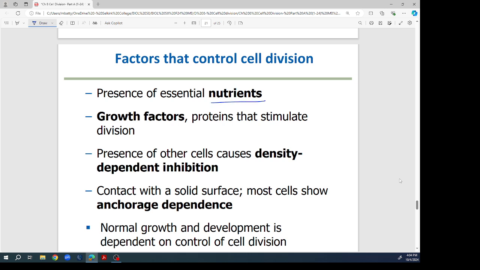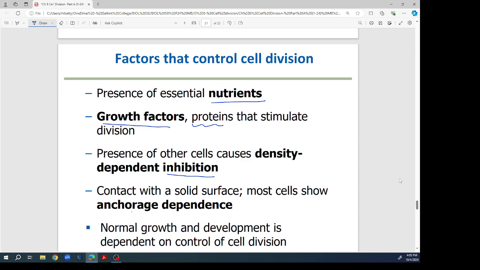And so that would be nutrients. We need enough. We need growth factors, proteins, enzymes, those sorts of other things that stimulate division. And then also there's some other inhibitions, so density-dependent inhibitions. If I have a cut on my finger, I want the mitosis to stop before I overgrow those skin cells.